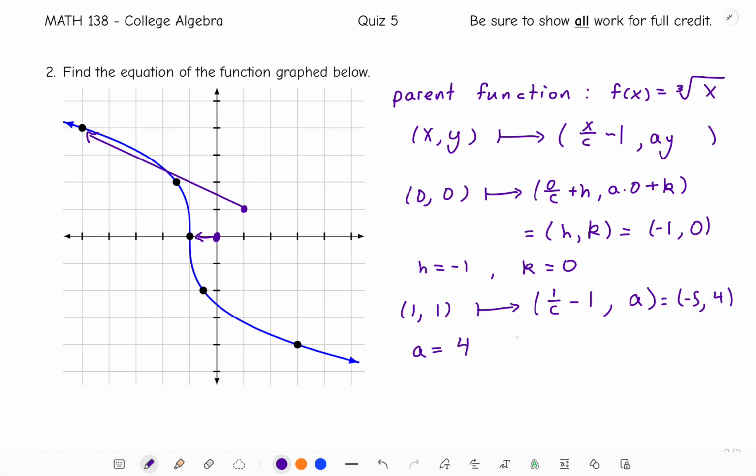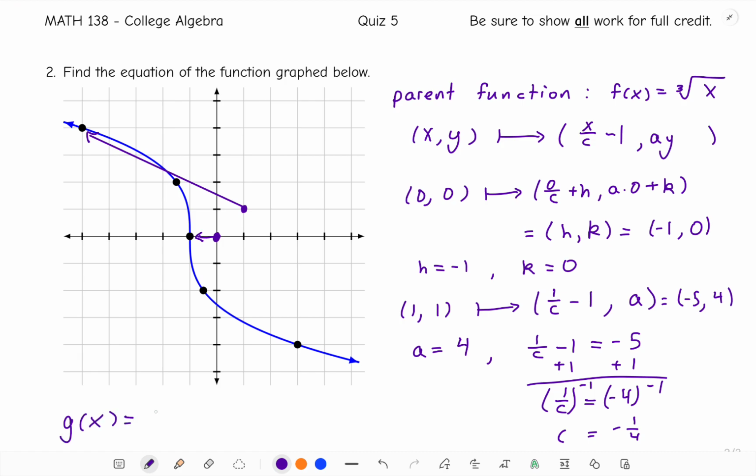But now when I compare my x values, I get 1 over c minus 1 is equal to -5. So I add 1, get -4, and then I can raise everything to the -1 power and get c equals -1/4. Well, now that I have a, c, h, and k, g of x is equal to 4 times the cubed root of -1/4 x plus 1, and then plus 0. And that's one way to get the answer here.